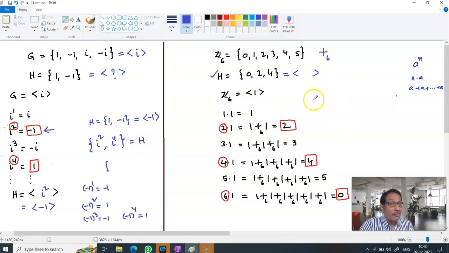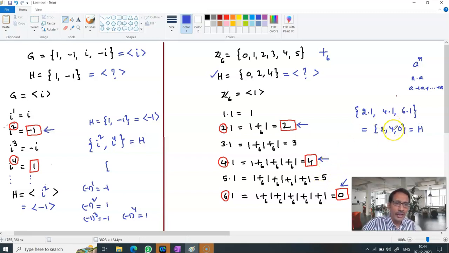Now my question is, which element generates H? Okay, for that you observe, what multiples of 1 give rise to the elements of H? See here, 2·1, 4·1 and 6·1 form the set H, that is {2, 4, 0}, of course in a different order, but this is equal to H, right? Among them, you choose the minimum n. What is the minimum n? 2. So what I will prove is that H will be generated by this 2.